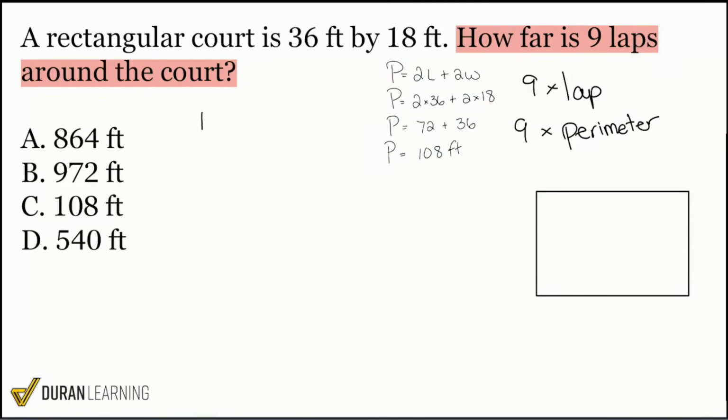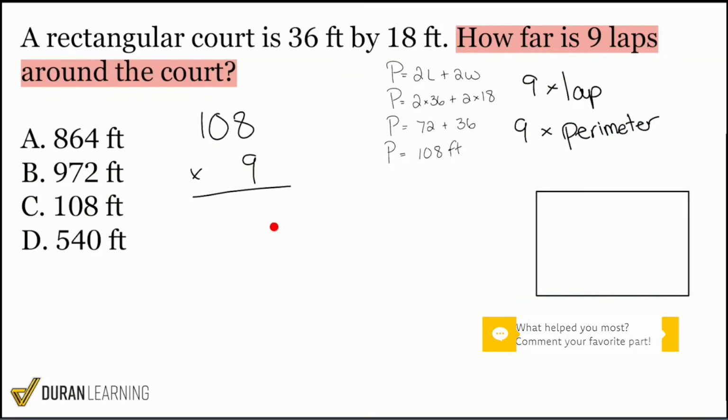So I'm going to do a nice little magic trick and make that smaller and go away. And then we're going to take that 108 and multiply by 9. A nice little mental math trick. 100 times 9 is 900. 8 times 9 is 72. So 972, there it is. Answer choice B. And we are all done.